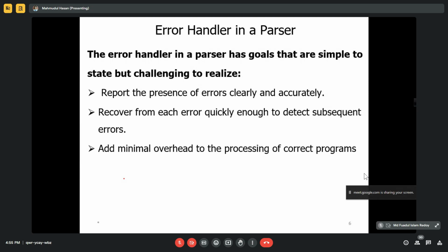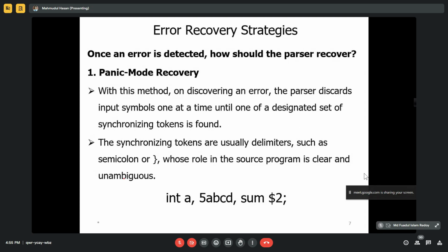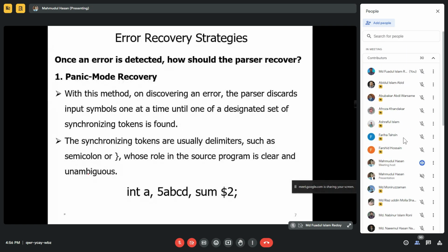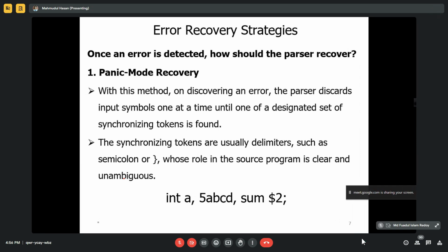And for solving those, the Turbo Pascal compiler has this error recovery ability. To solve commonly occurring problems by the compiler itself, there are some strategies. That means there are some approaches. By applying those approaches in our compiler, we can solve those commonly occurring problems. Got it? And the first one is panic mode recovery.